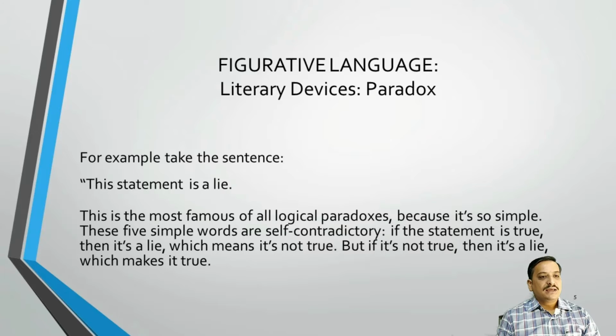These 5 simple words are self-contradictory. If the statement is true, then it's a lie, which means it's not true. But if it's not true, then it's a lie, which makes it true. So there is contradiction within these 5 words.